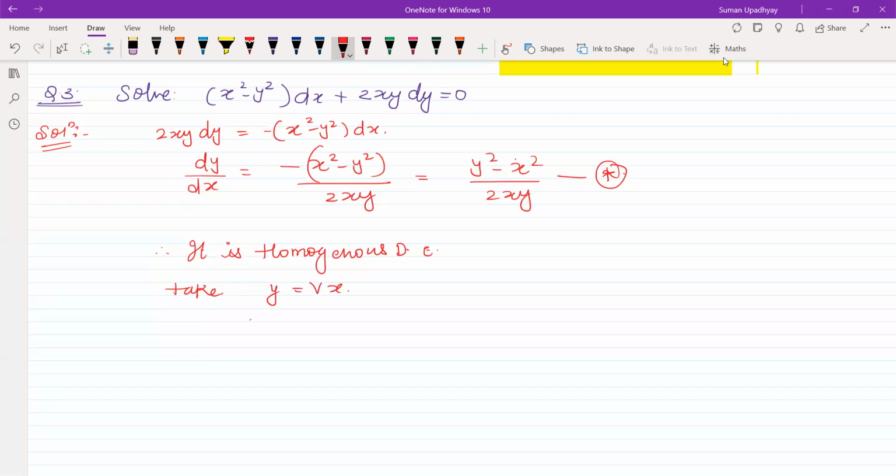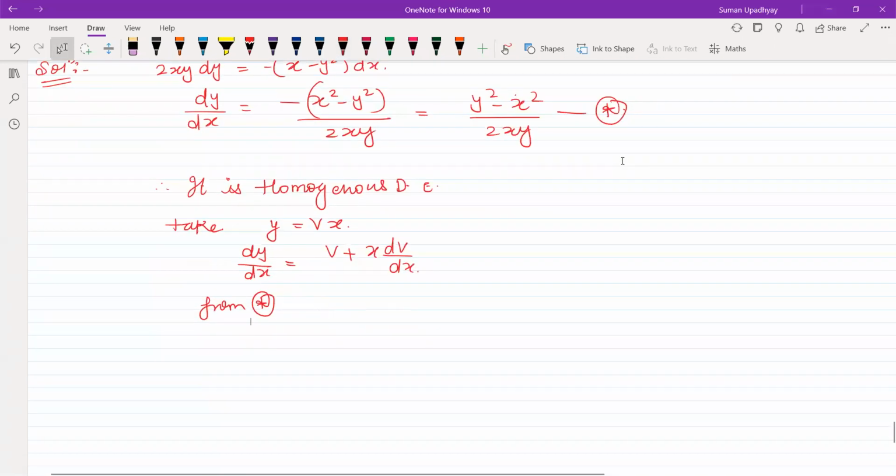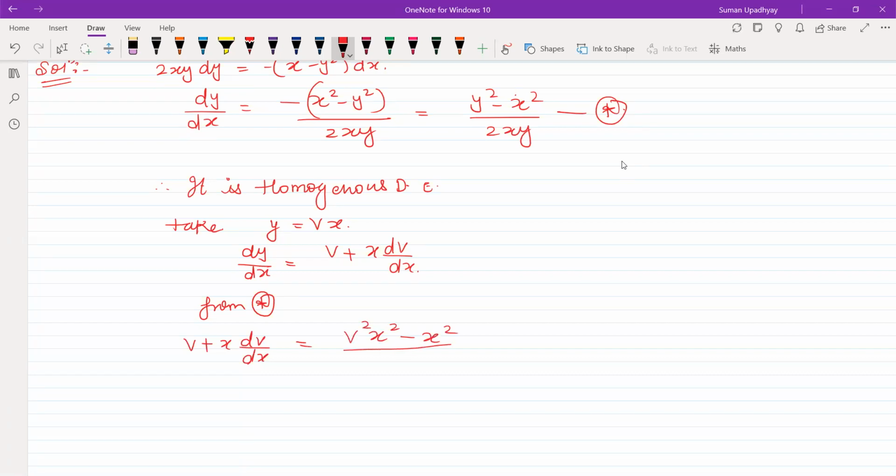Correct. So then dy by dx will become v plus x dv by dx. Correct. Now you put it in equation number star. So the left hand side will become v plus x dv by dx, and the right hand side will become v square x square minus x square, upon 2 times vx times x.